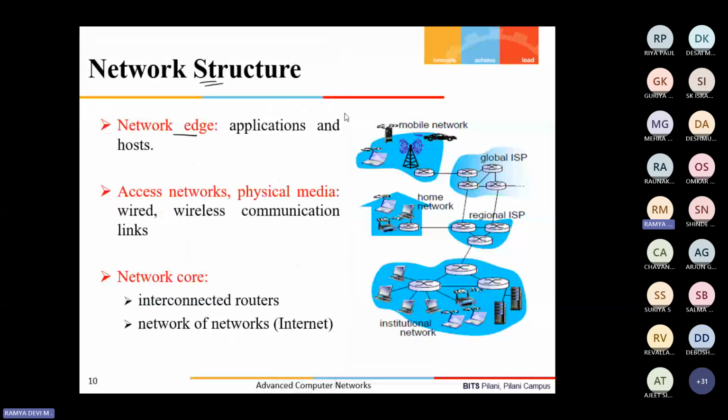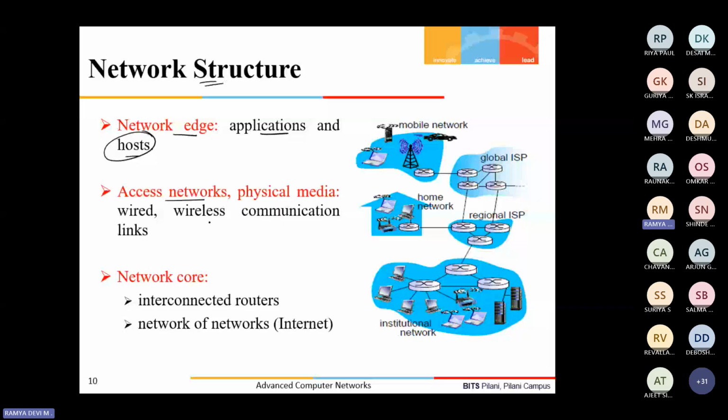So network edge is nothing but where the applications and hosts will be there. So part of the network where the end users, applications, everything will get operated. So a computer, a smartphone, a server, all these things are referred to as host, which run the applications that send and receive the data. And in order to connect these edge devices to a larger network, we use access networks. So these are the initial communication links.